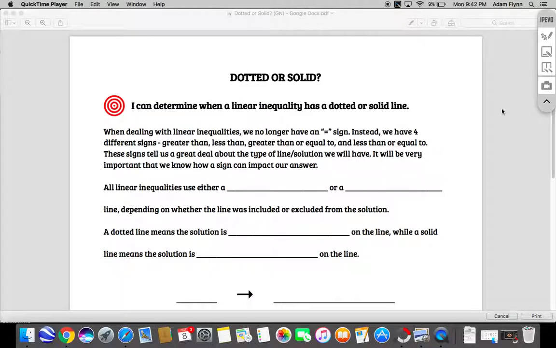This is the guided note video for dotted or solid. The learning target is I can determine when a linear inequality has a dotted or solid line.